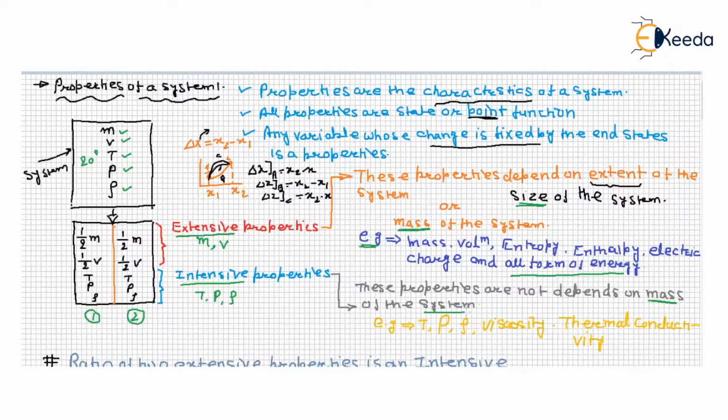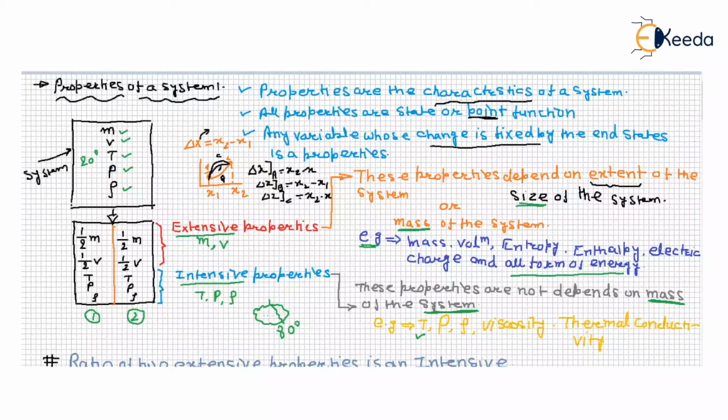Like temperature. If a body has a temperature of 80 degrees centigrade, and you divide this body, then the temperature is still 80 degrees centigrade. If this is the pressure, and you divide this system, the pressure is also the same. Density: if the system has water, and we separate it into two systems, the water has the same density, 1000 kg per meter cube and 1000 kg per meter cube.